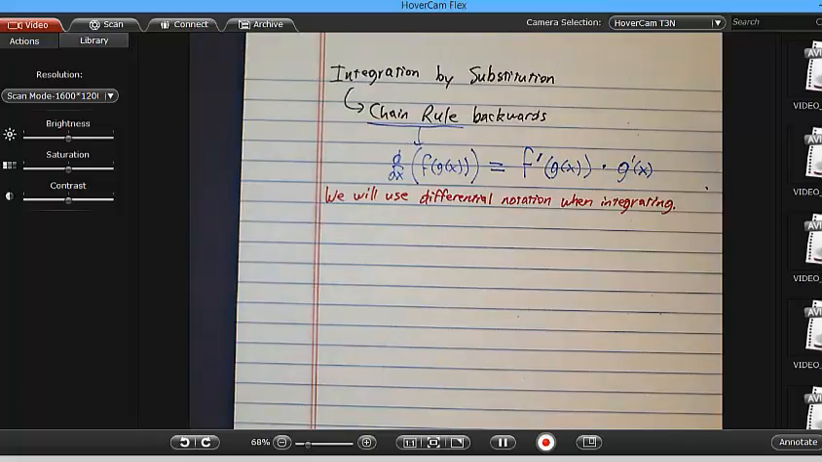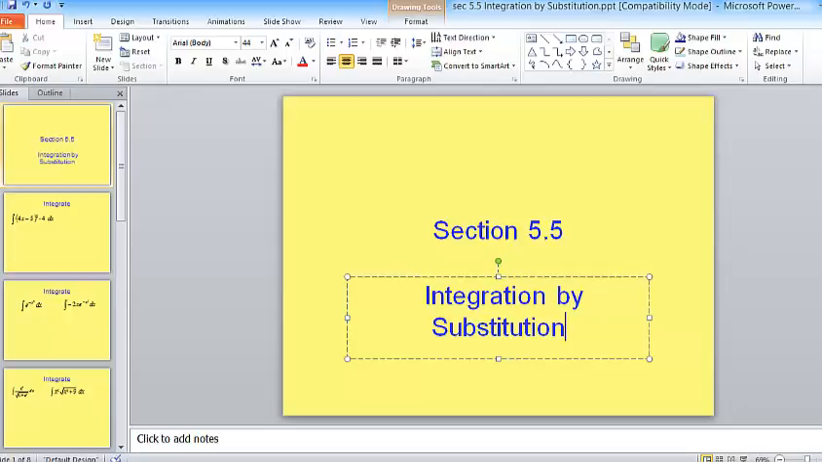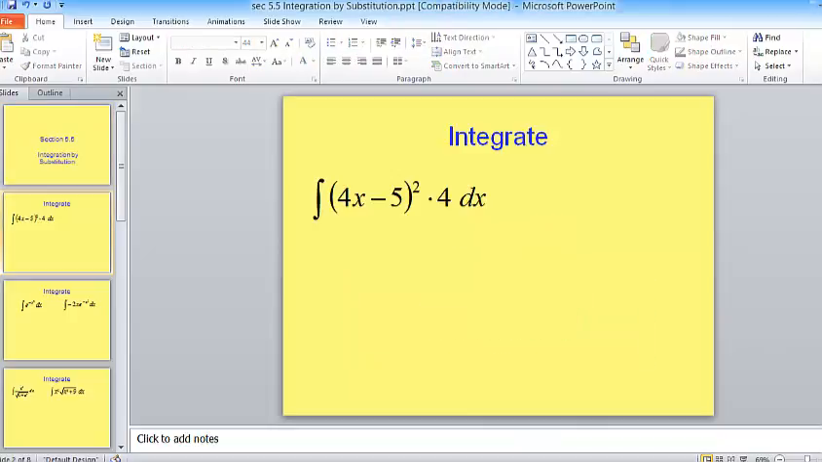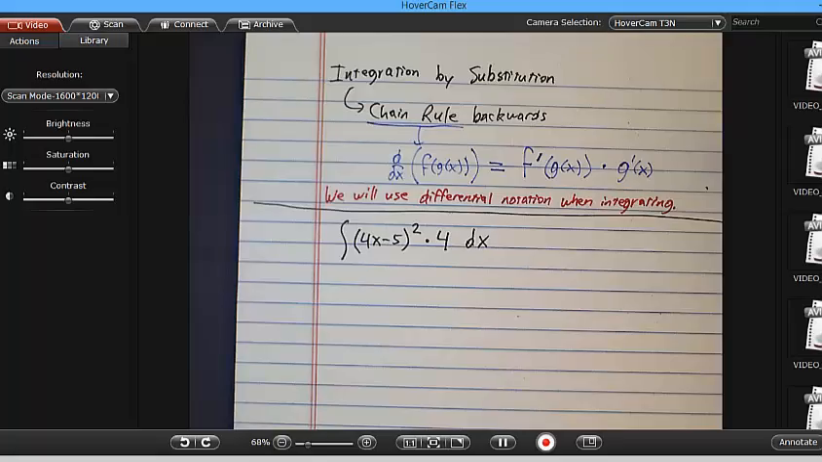So, first example for today is going to be one that works out really nice. I'd like to think of this problem. I'd like to integrate (4x - 5)^2 times 4 dx. I'm going to start off with indefinite integrals, and then we'll move to definite again in a little bit. So right now, I just want the antiderivative. Okay. Can you get the antiderivative?